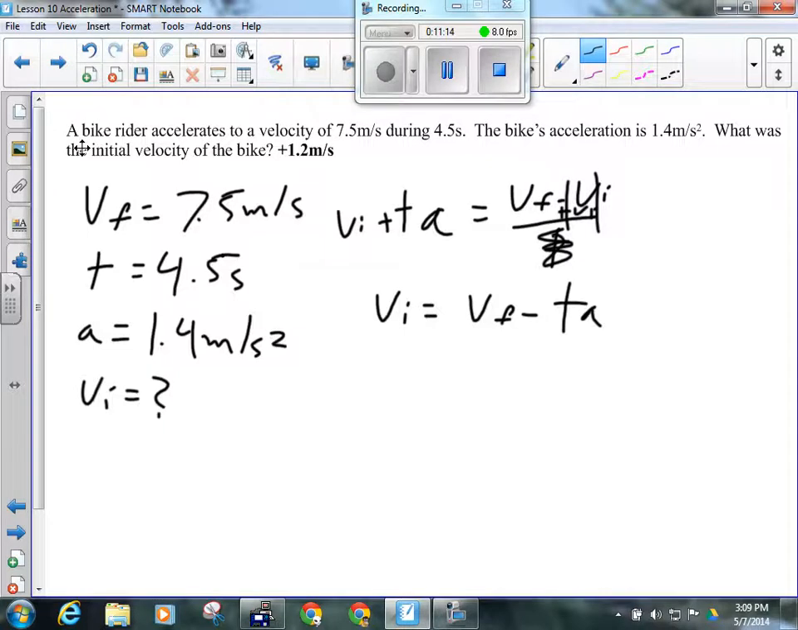If I was moving just T or A, I would divide. But I'm moving the whole term, and I'm adding it. So I subtract it to this side. Okay? All right, so that means then 7.5 minus 1.4 times 4.5. Okay, when we punch that in, we should get 1.2 meters per second as his initial velocity. Okay. Any other ones? No?